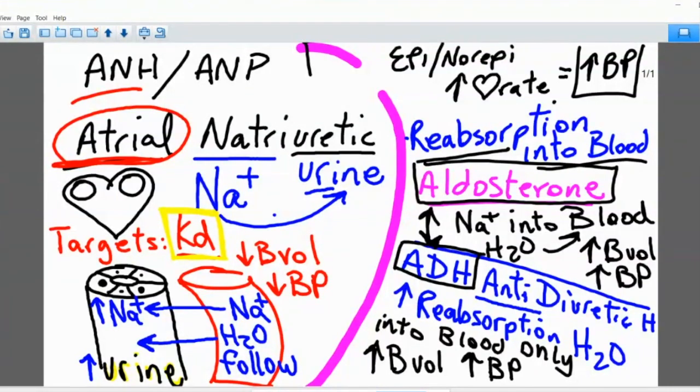So you ready for the easiest thing ever? ANH. Natriuretic. Sodium in the what? Urine. What follows it in the urine? Water. Water's in the urine. You just lost blood volume. This is the only one that lowers blood pressure. All of the others that we learned do what? They raise it. So there's your other memory hook. There's only one we studied that lowers blood pressure. The other ones raise it. I'm not telling you that's the only one in the body. Just telling you how we did it. That's the only one we talked about that does that. Okay?